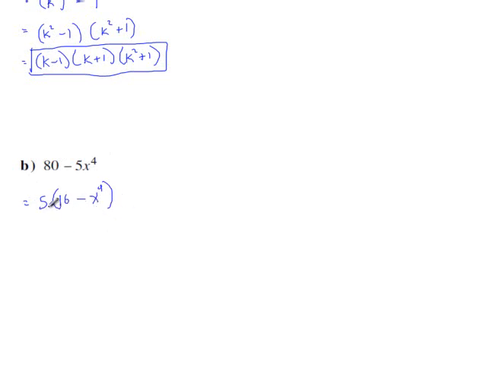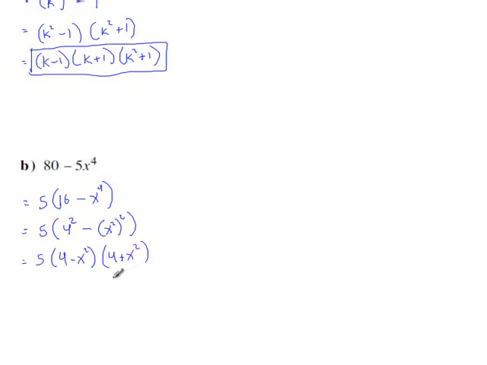This inside the bracket looks like I might be able to do it as a difference of squares. So I'll try to write each term as something squared. 16 is 4 squared, minus x to the fourth I can write as x squared squared. So now I do have a difference of squares. You get 5 times 4 minus x squared times 4 plus x squared.